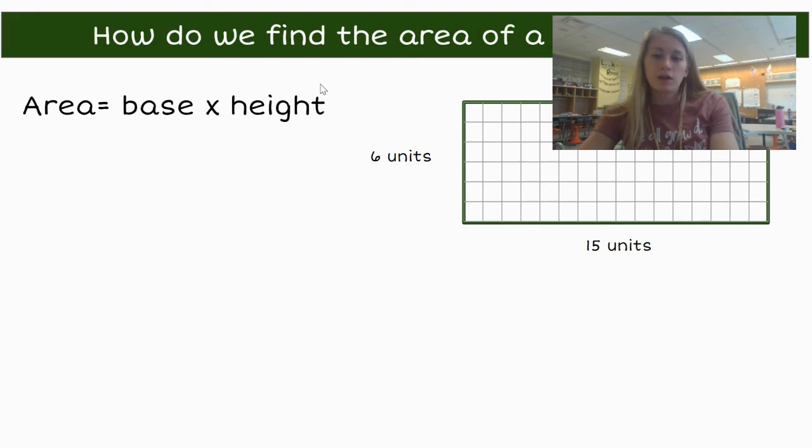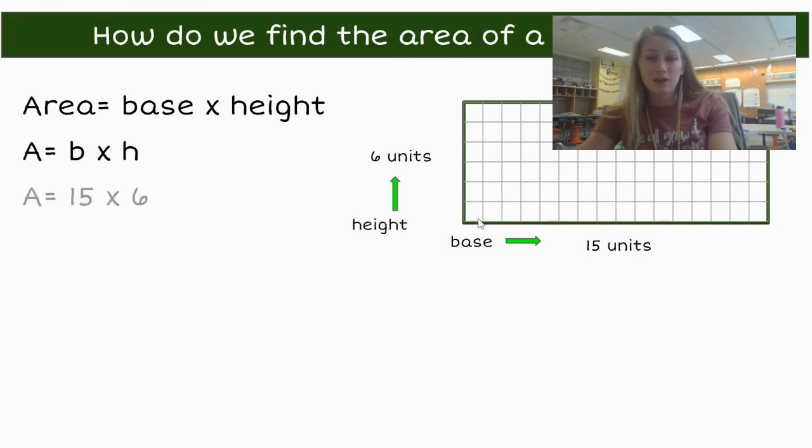So how do we find the area of a rectangle? The area is multiplying just the base times the height. So notice if we have our grid here, and we're talking about units of measurement. Notice units right here. We have 15 units going across. You could count each one of those squares. And we have 6 units going up the height. When we find the area, we have the option where we really could count every single one of these squares. But that would take us a really long time.